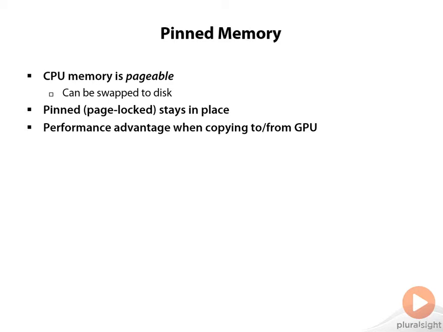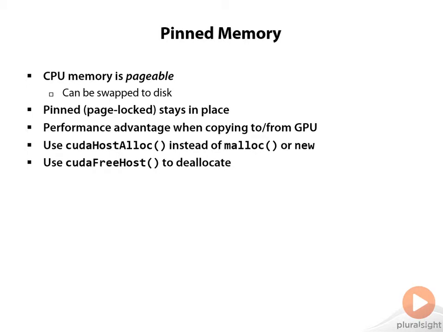And the way to avoid it is to allocate memory using a special CUDA function called cudaHostAlloc. So this is something you would use instead of calling malloc or instead of calling new to actually allocate memory on the CPU rather than the GPU. And this function allocates pinned memory and thereby accelerates this process of copying to and from the device. Correspondingly, you would use cudaFreeHost instead of delete to deallocate the memory that you've allocated.